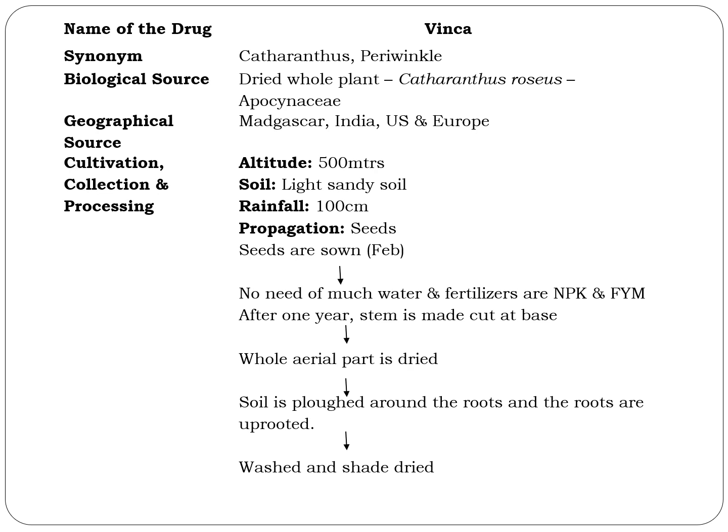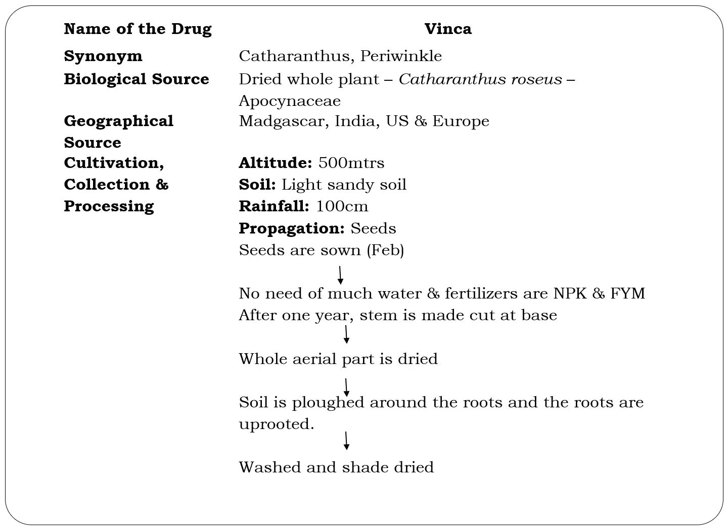Let us see the very first drug under the alkaloids category, vinca. It is commonly called catharanthus and periwinkle. The biological source, used for medicinal purposes, is the dried whole plant of Catharanthus roseus belonging to the family Apocynaceae. Its geographical source: it is widely distributed in Madagascar, India, the US and Europe.